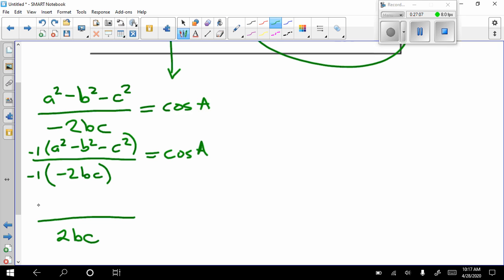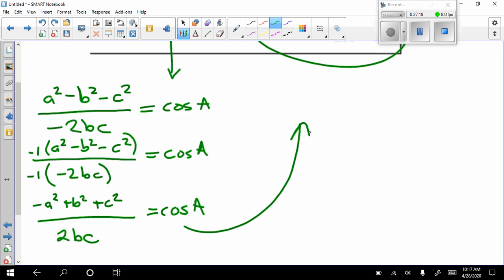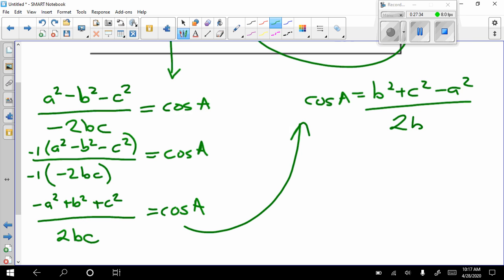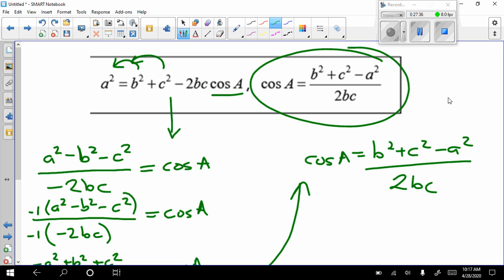And then look on top, you'd end up with negative A squared plus B squared plus C squared equals cos A. And watch this, if I was to rearrange that, I could say that cos A is equal to B squared plus C squared minus A squared, doesn't matter the order that you do those in, divided by 2BC. And so I'm just showing you that they're both the same. It doesn't matter. You could use just a rearrangement of this one like I've done in previous videos, or you could use this maybe easier one with less negatives in it.